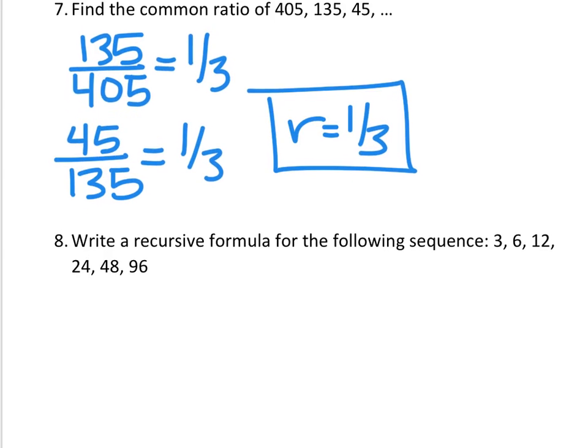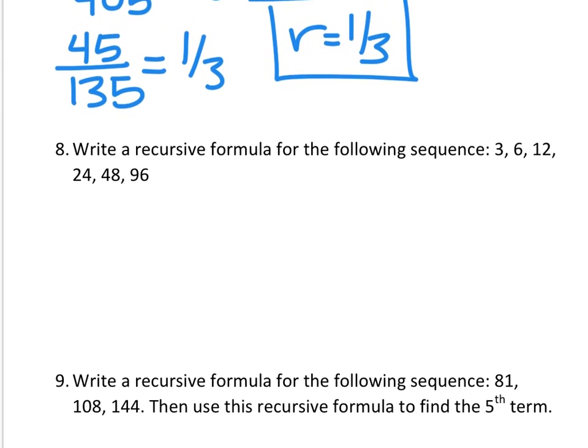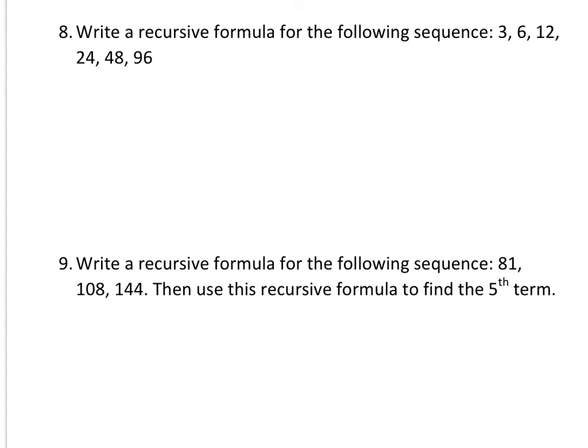Okay, let's go back to recursive formula. This time we're going to write a recursive formula for a geometric sequence. So we need to find our common ratio. To go from 3 to 6, what can we multiply? We can multiply by 2. To go from 6 to 12, what can we multiply by? 2. 12 to 24 is 2. 24 to 48, 2. 48 to 96 is 2. So our common ratio is 2.